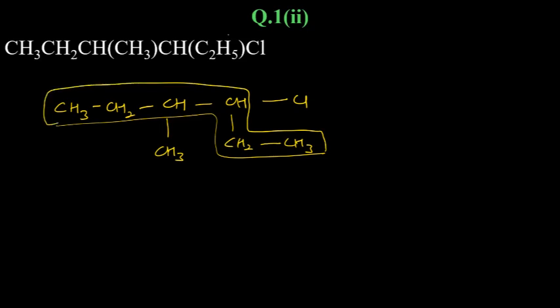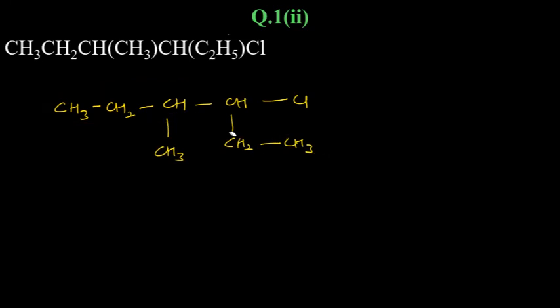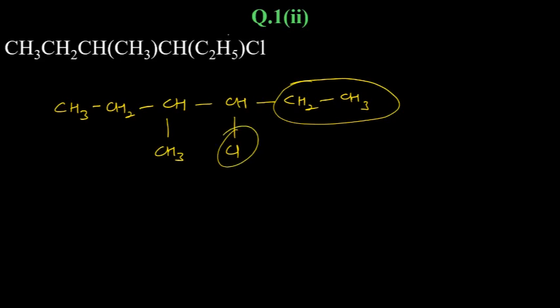So whenever you see this type of structure, instead of making this one a branch, move this one on this carbon, this is attached, move this here and keep chlorine here. I just swapped, okay? I have not changed the structure, only the placement, nothing else.